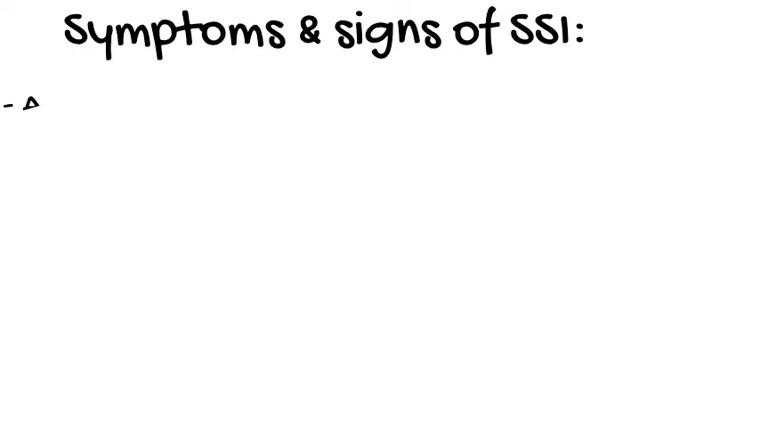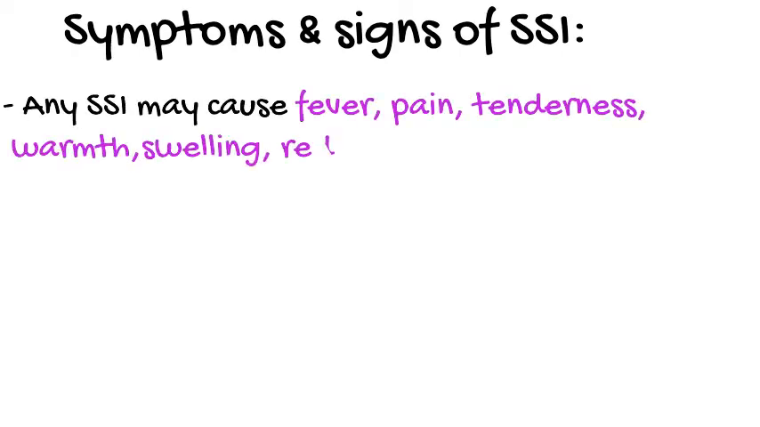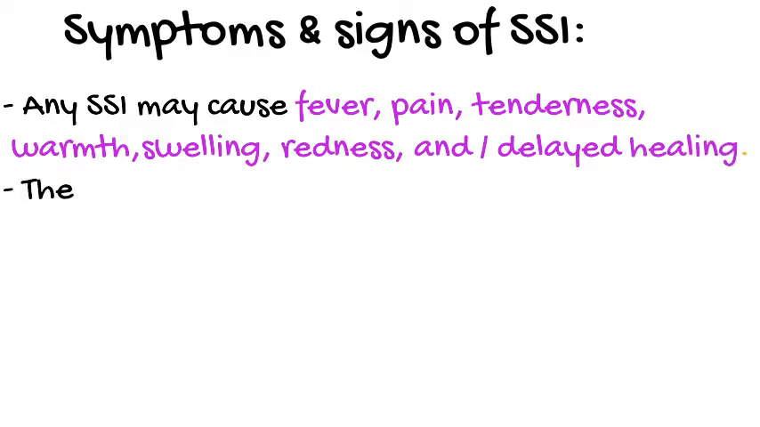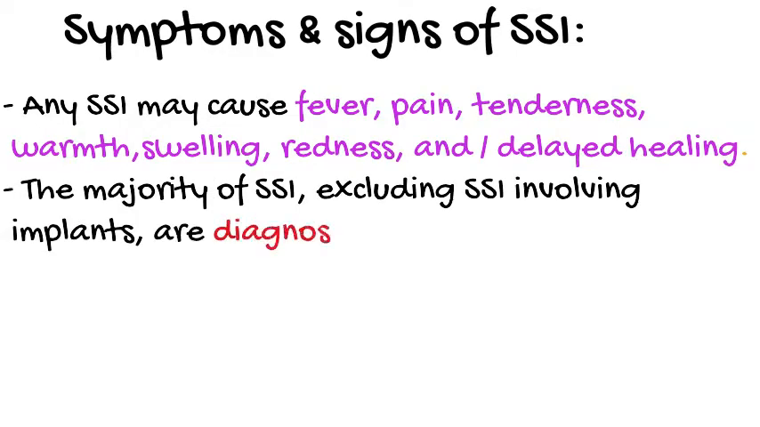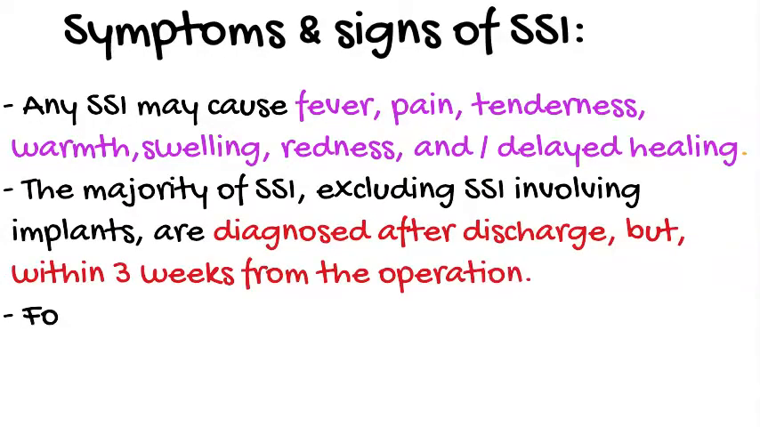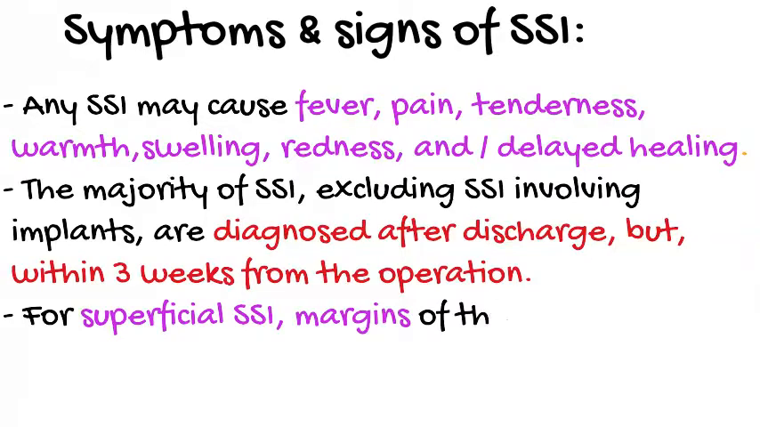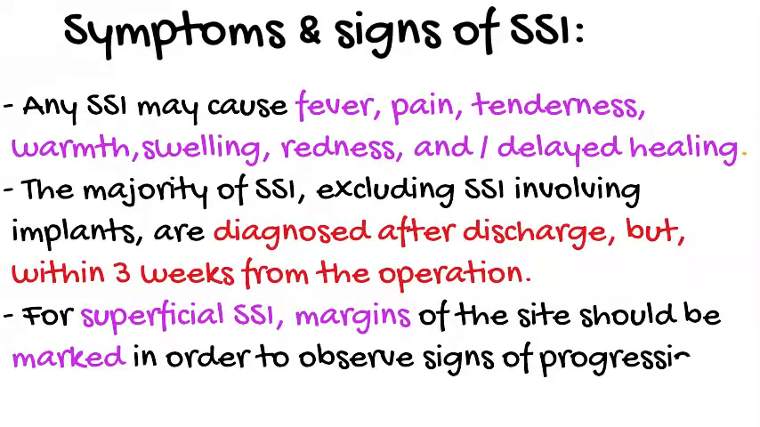What are the signs and symptoms of surgical site infection? Well, any surgical site infection may cause fever, pain, tenderness, warm swelling, redness, and delayed wound healing. The majority of surgical site infections, excluding those involving implants, are diagnosed after discharge, but within 3 weeks from the operation.